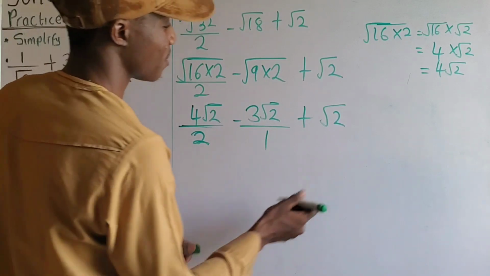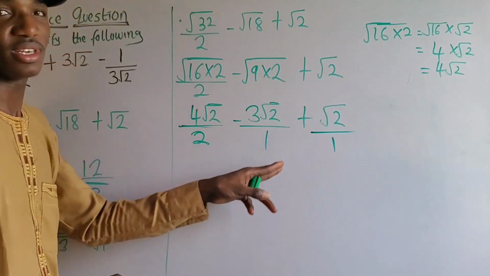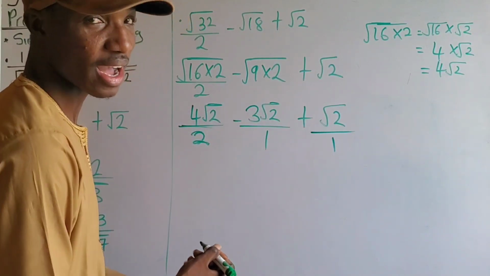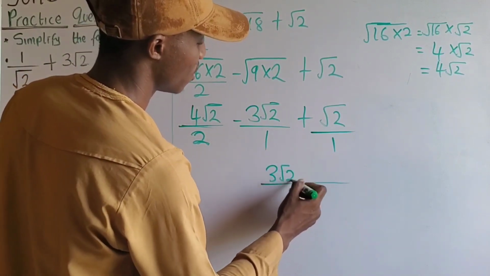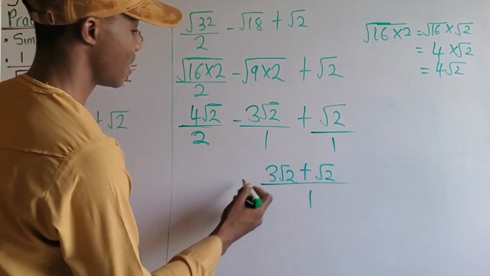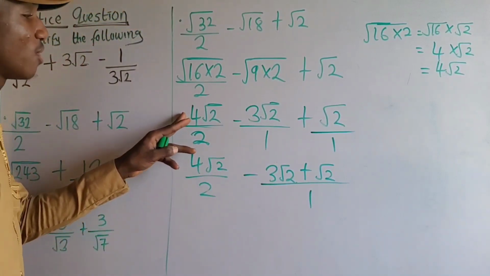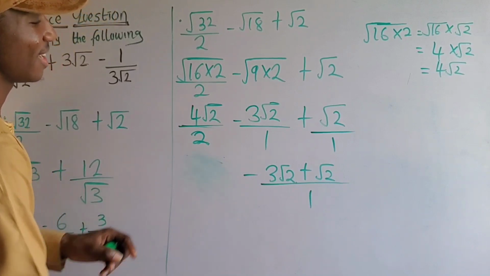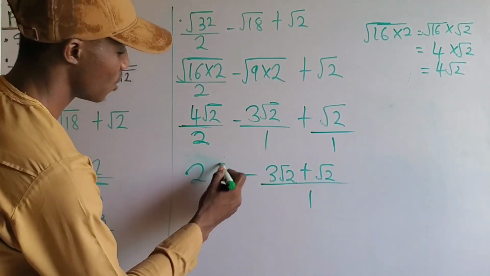So, having gotten to this point, you can take the LCM. Let's first deal with this fraction that you have here. Are you getting it? The LCM is 1. 3 root 2 plus root 2, minus 4 root 2 all over 2. 4 divided by 2 will give us 2. So I'm going to have 2 root 2.